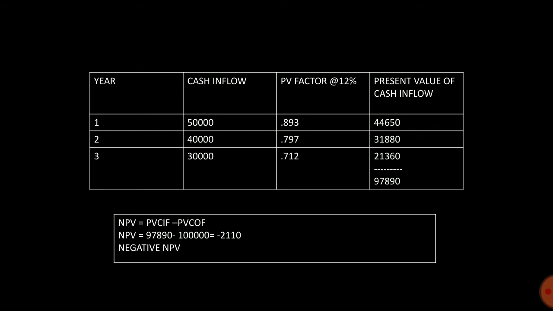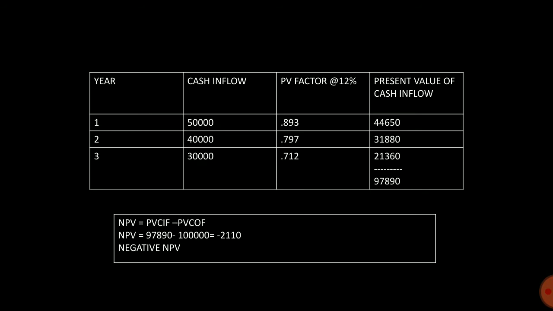So 44,650 plus 31,880 plus 21,360, and that is 97,890. So present value of cash inflow is 97,890, and present value of cash outflow is 1 lakh. Then difference is NPV, and here it is negative 2,110. So here we got negative NPV.